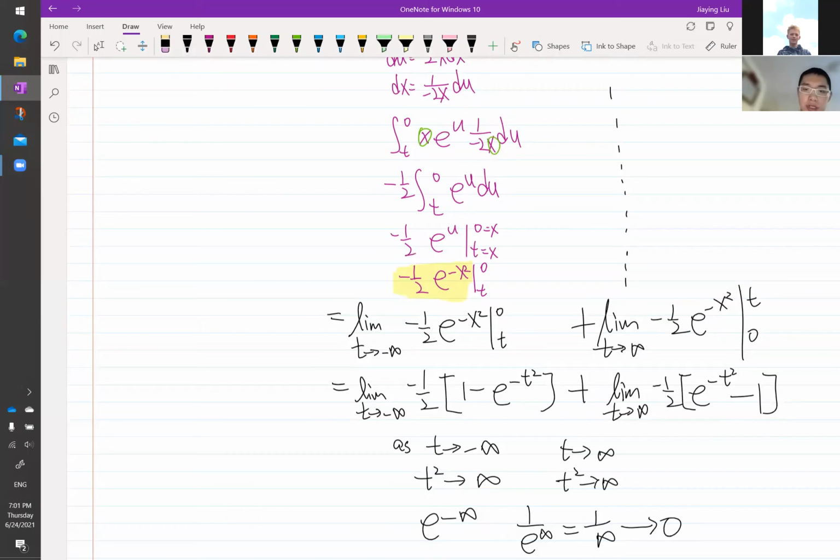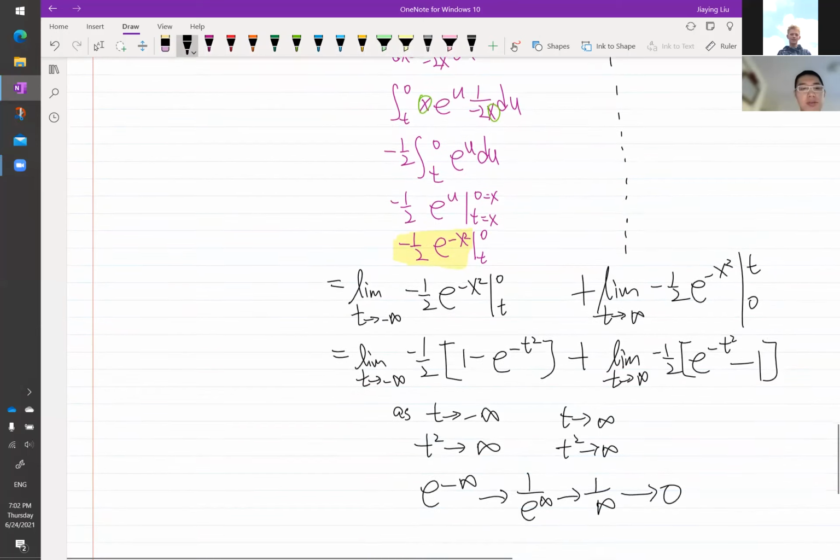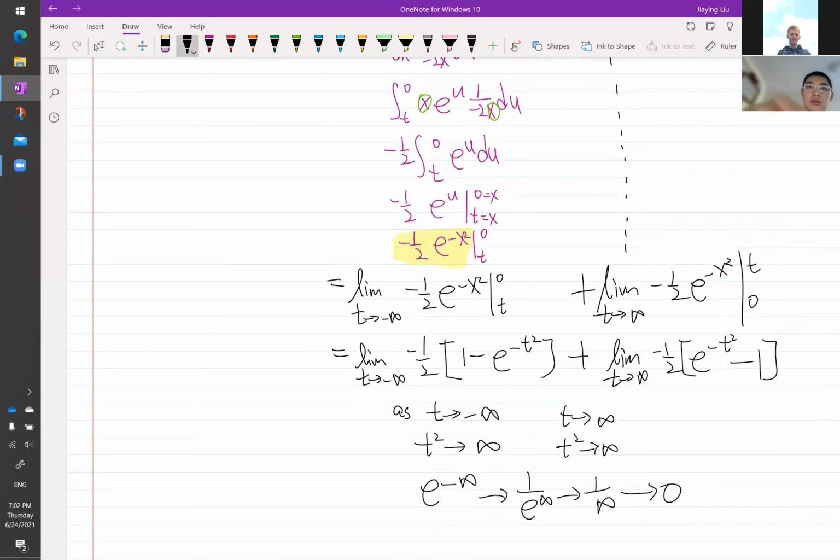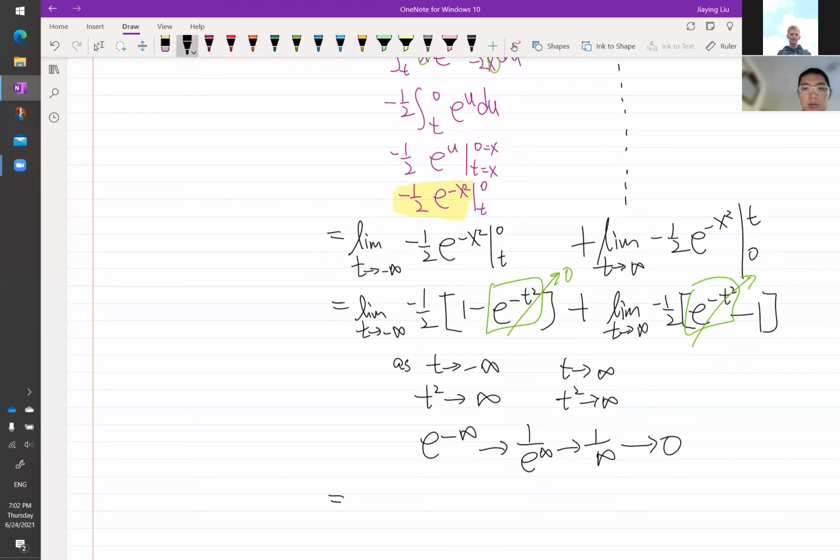I probably shouldn't use equal, I should use arrows between them. But you sort of know what I mean there, hopefully. So that goes to 0. So that tells us that this term, this part goes to 0. This part also goes to 0. And then you take the limit of the rest, which is negative 1/2 from the first part plus negative half times negative 1, which is a positive half. So you get 0.